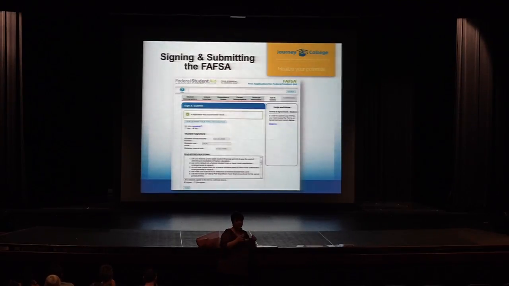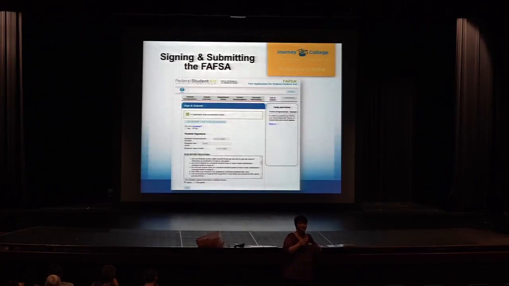If you look on the green column on the left side, this is another big question. As a student, do I fill it out as an independent or a dependent?